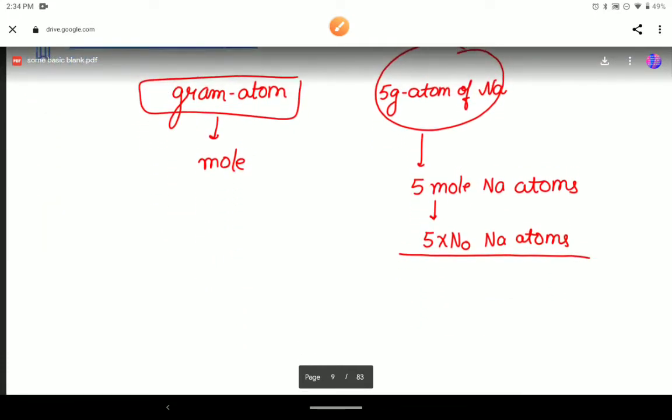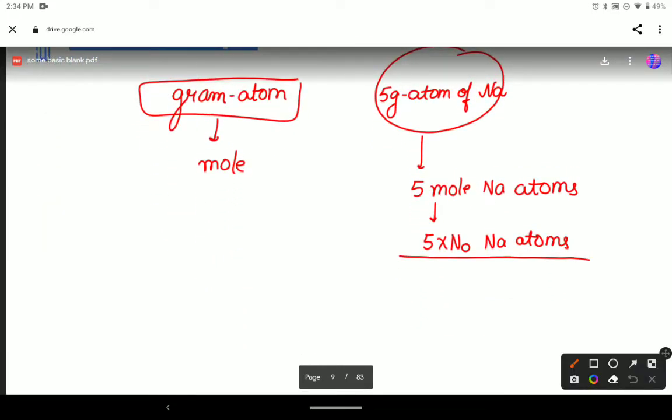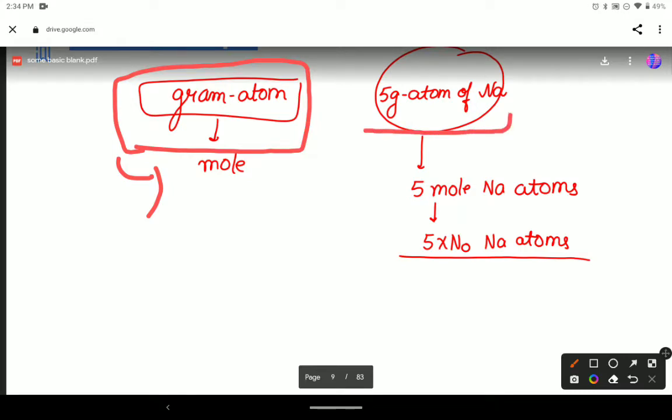Now gram atom. In JEE, especially JEE Main, many questions will be given on gram atom, but you should not be tense if you didn't see this type of question, how to solve. So gram atom is nothing but mole. Suppose in the question they gave 5-gram atom of sodium. That means 5 mole sodium atoms, which is 5 into Avogadro number of sodium atoms given in the question. Hope you understood.